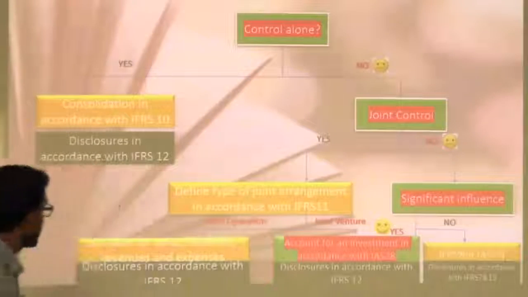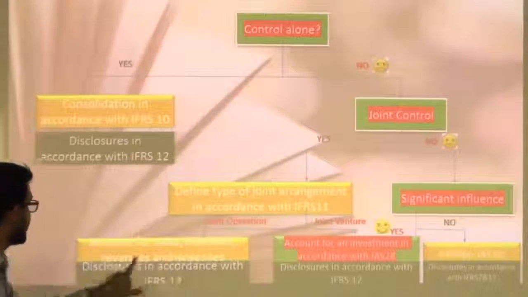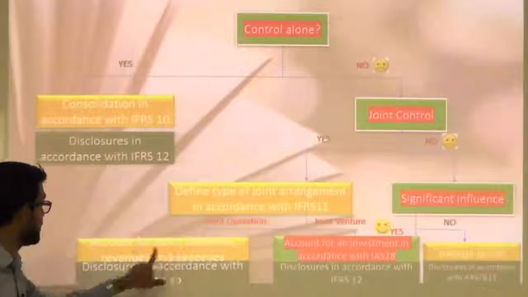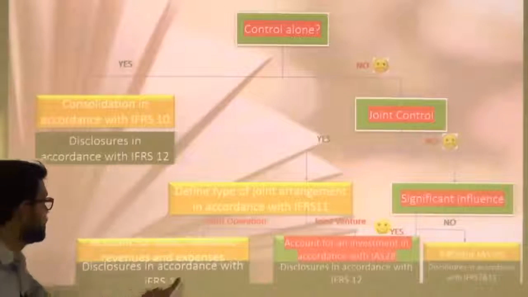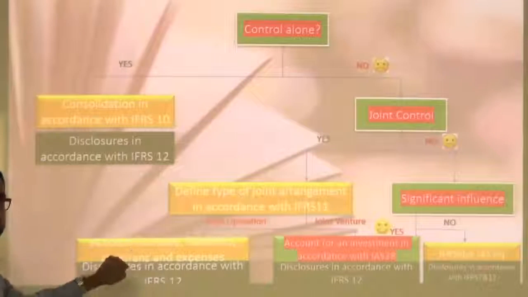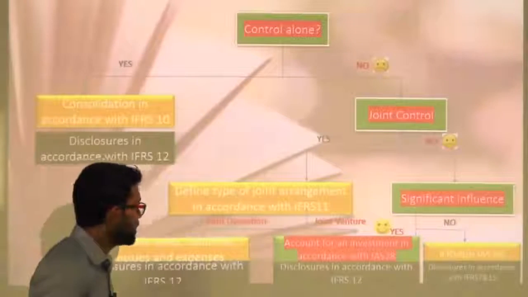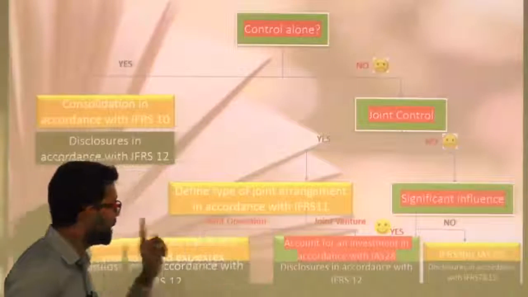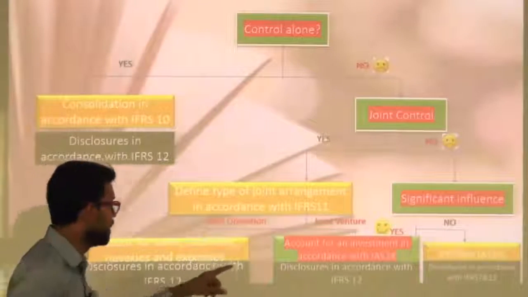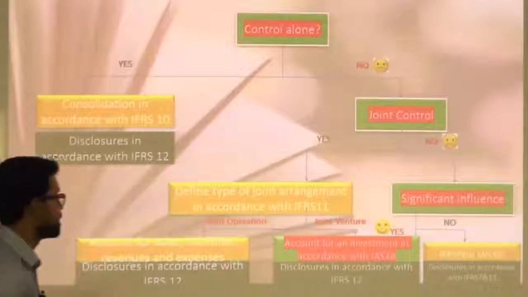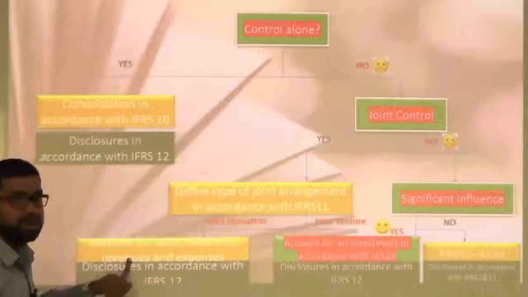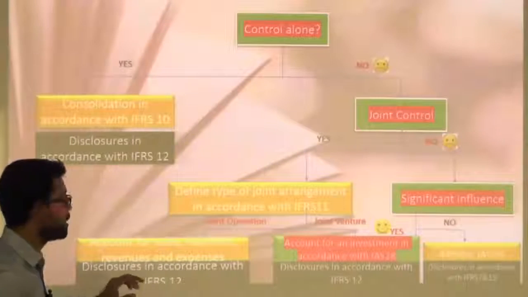Joint operation: account for assets, liabilities, revenue and expenses, with disclosures in accordance with SLFRS 12. So here, joint operation is explained. Joint venture: accounting for investment in accordance with IAS 28, which is the equity method, with disclosures in accordance with SLFRS 12. So here SLFRS 11 and 12 apply. Fine, for disclosure requirements, IFRS 12.